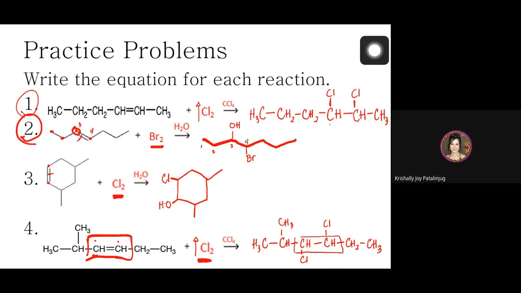Alright? So, that is all about halogenation reaction. Now let us proceed to the third type of electrophilic addition. Earlier we discussed hydrogenation, simply addition of hydrogen. Halogenation, addition of halogen. Right? The name of the reaction itself is a clue to which reagent you need to add to that particular alkene.